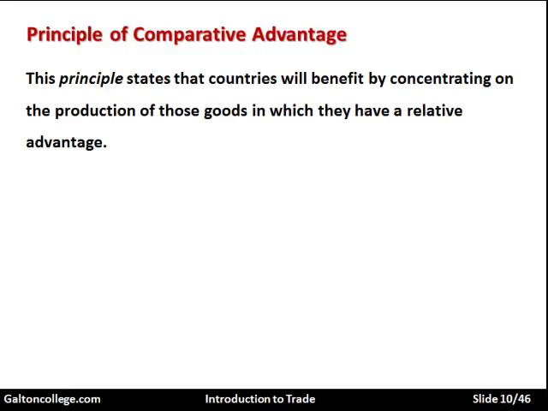This principle states that countries will benefit by concentrating on the production of those goods in which they have a relative advantage. So countries should produce the goods in which they have a relative advantage over everyone else. So if they have a relative advantage, they should specialize. That's what the principle states.